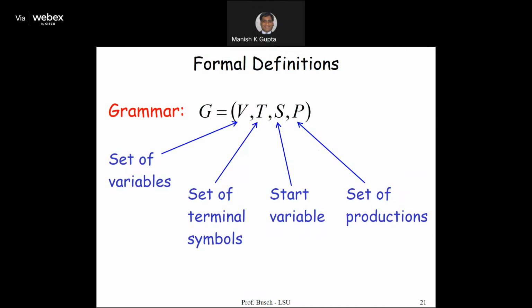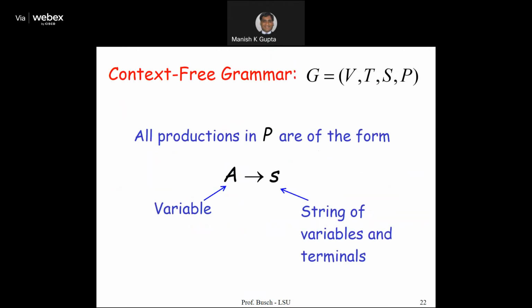In the previous example, there were only 2 production rules. Now for context-free grammar, there is a condition on each production rule. In a context-free grammar, all production rules are of this form: the left-hand side is 1 variable and the right-hand side is a string of variables and terminals, like ABC. That is there, right?